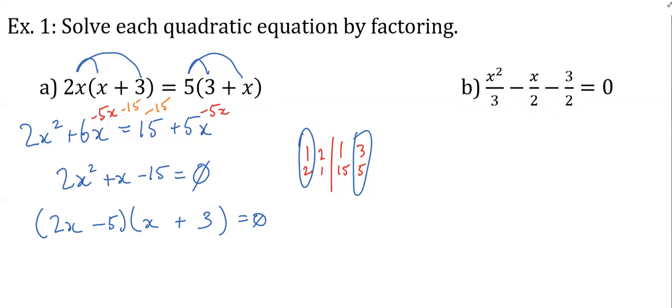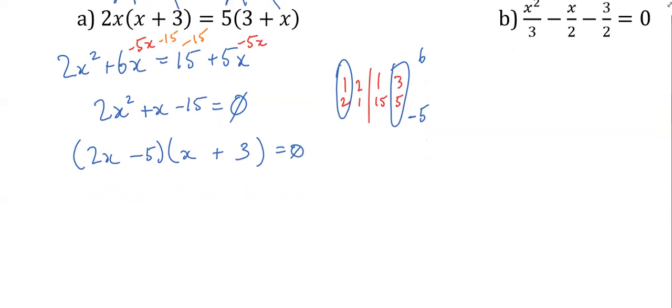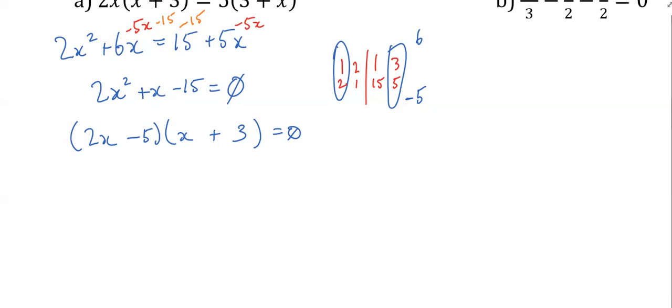Okay, so I got this. I got 2 times 3 is 6. 1 times 5 is 5. And I want it to be 6 minus 5 to give me 1. So the 5 has to be negative. I get my brackets, and then remember, therefore, 2x minus 5 is 0, and x plus 3 is 0. 2x equals 5. Divide both sides by 2. x is 5 over 2. Bring the 3 over. x is negative 3.